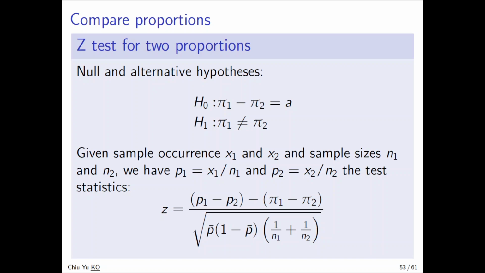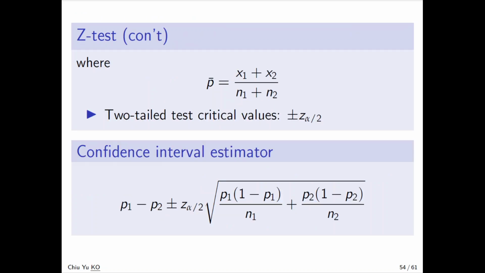So p1 minus p2 equal to pi1 minus pi2, and the standard error will be the square root of p bar times 1 minus p bar, times 1 over n1 plus 1 over n2. Here p bar is x1 plus x2 over n1 plus n2. So this is overall occurrence and overall sample, right? Because there's no difference, so that's why this is the best estimate.